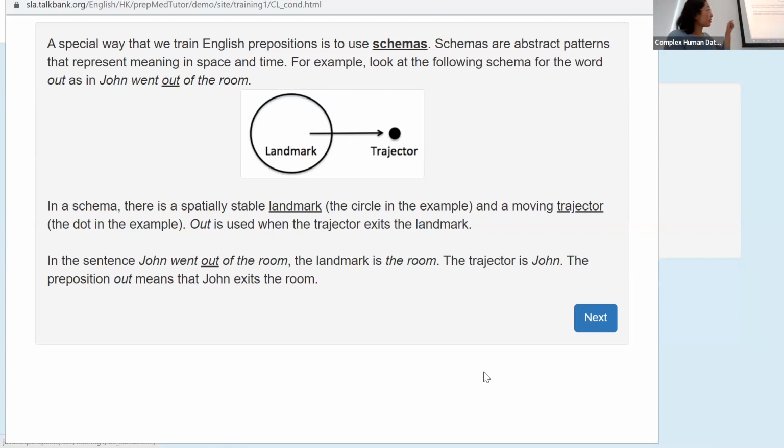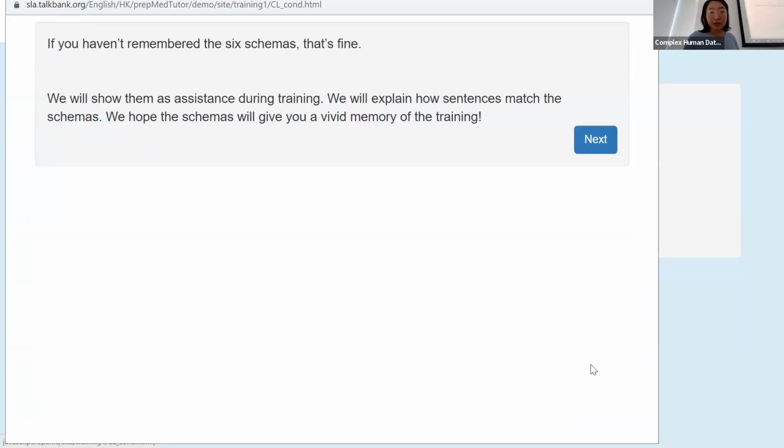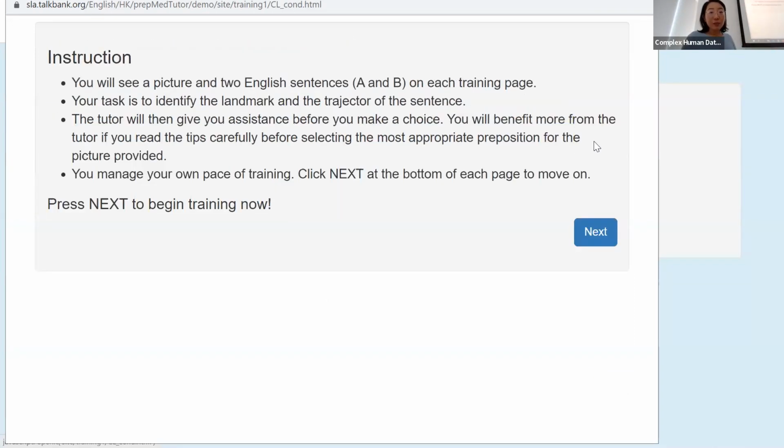So in the first part of the tutor, the learners get trained on the basic notion of schema and then diagram, and then they are taught to understand what is a landmark and what is a trajectory through some example sentences, and then they get to see that these are the six schemas that we teach in this tutor. This is actually an animated diagram of the study. And now they get to the practice part.